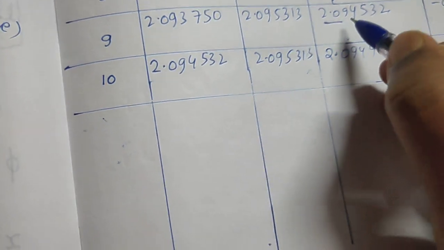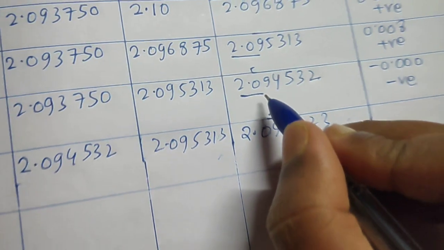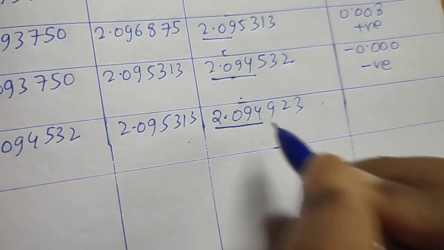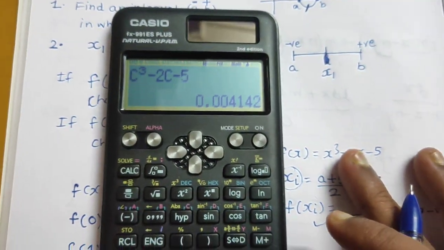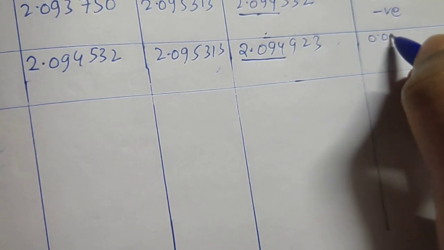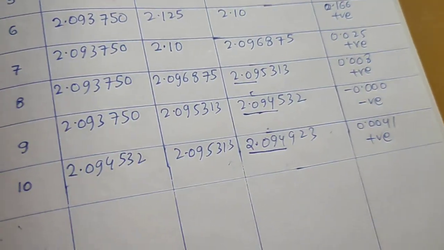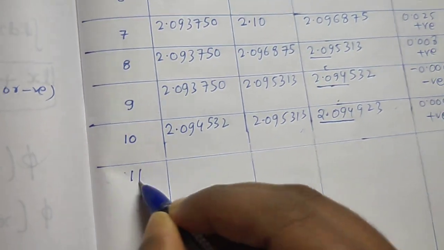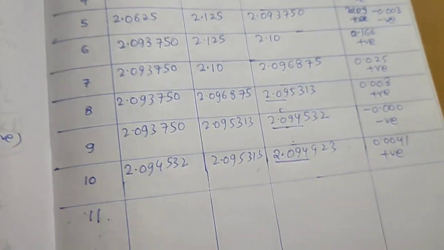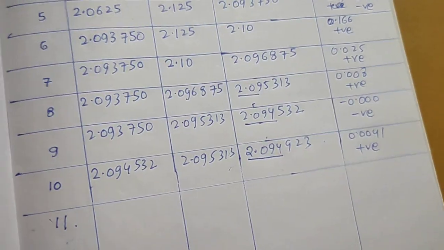Now as you can see, till the previous step it was correct up to 2 decimal places. Now the accuracy has reached up to 3 decimal places. And the value of function is 0.0041, which is positive. So we have done up to 3 iterations. Are you interested in doing accurate up to 4 decimal? Then let's move to some more iteration. You can leave the video here only, because you have understood clearly how to solve.